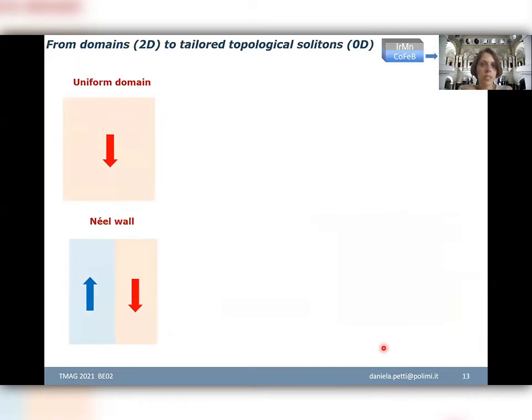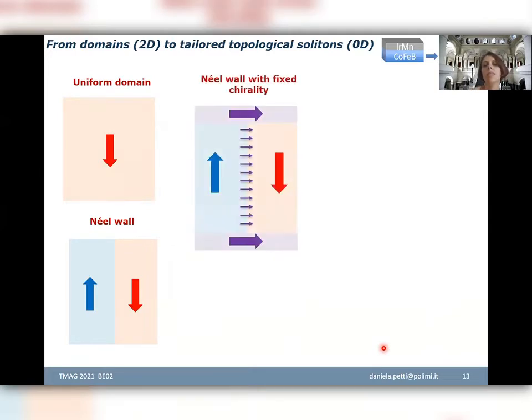So far, I showed you the patterning of domains, but in the very same system, we can also think of moving to 1D and 0D structures. Here, if we start with a uniform domain and then pattern a region with exchange bias or magnetization in the opposite direction, we can create an L wall. But now, if we pattern the two regions at the two sides of the domain wall, on the top and on the bottom, here the violet one, we can fix the chirality of this wall.